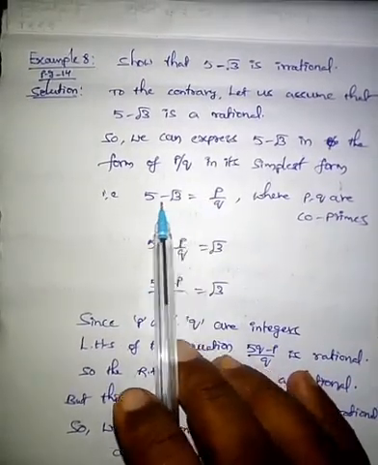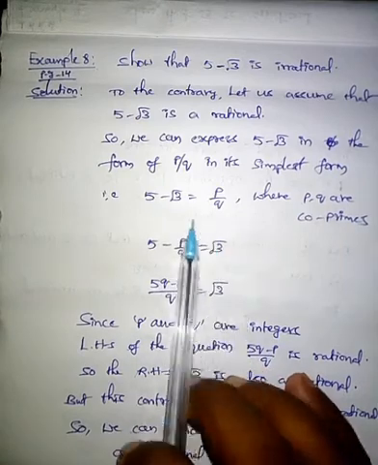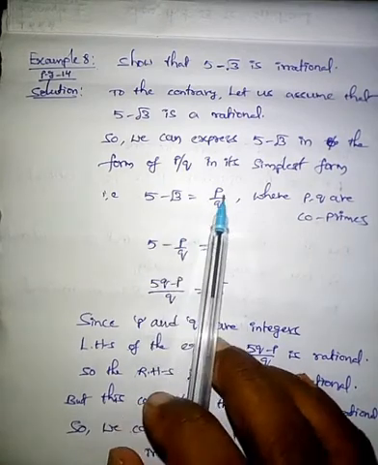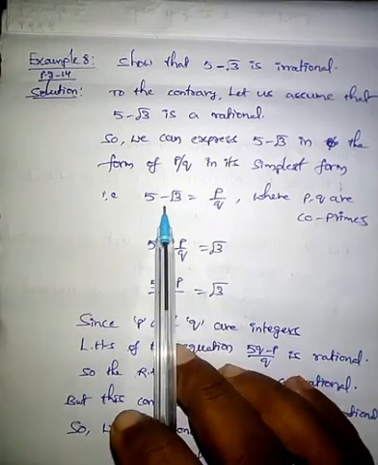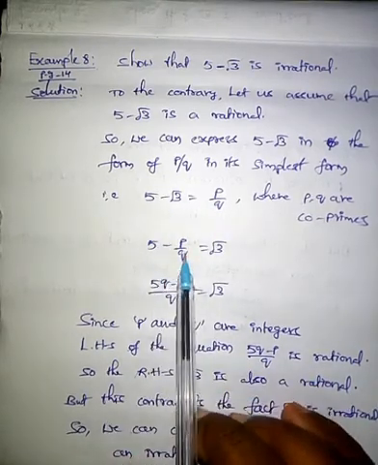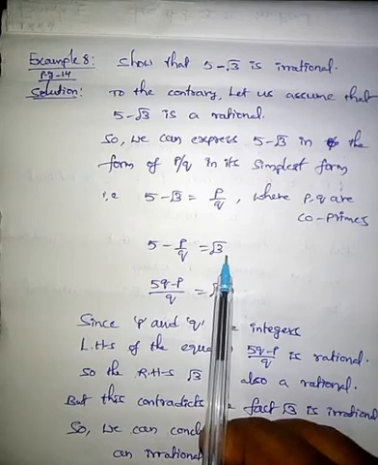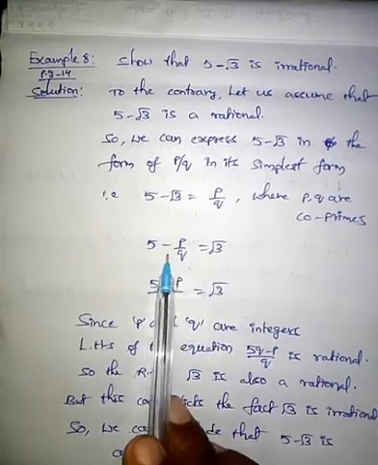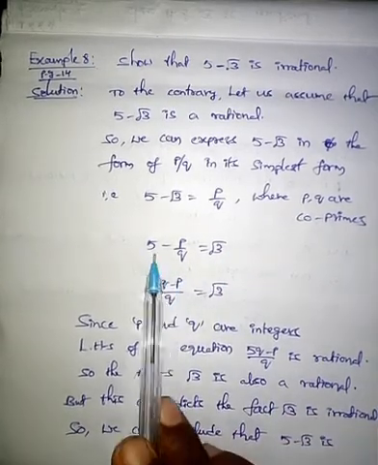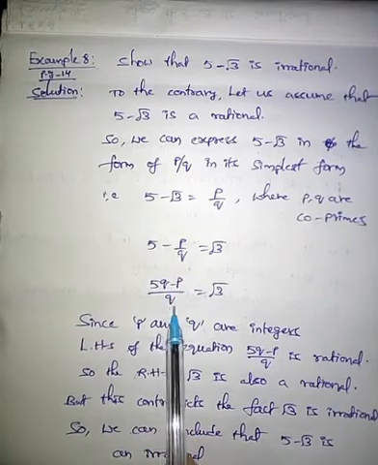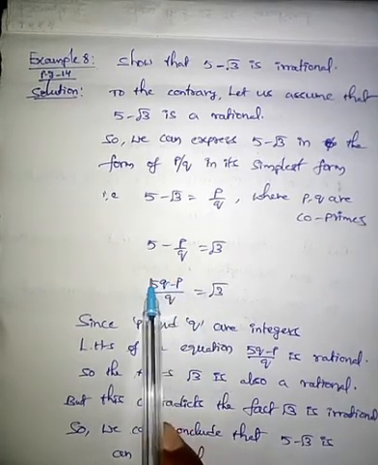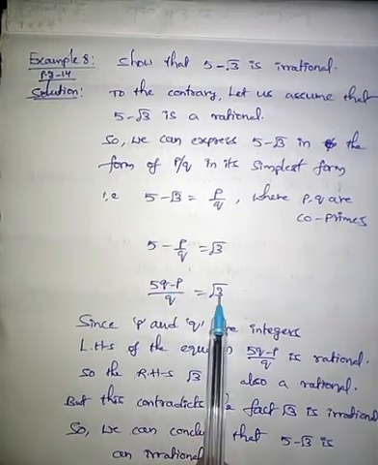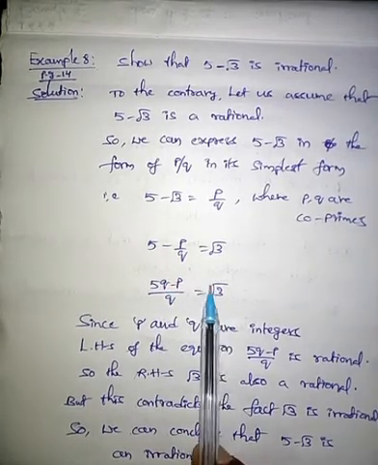Now transpose the root 3 value from RHS to LHS. Similarly, transpose the p by q value from RHS to LHS. So it will be 5 minus p by q equal to root 3. If you do the LCM here, q is the LCM, that is 5q minus p by q equal to root 3. Children, you observe that here there is no root value, and in the RHS there is a root value.